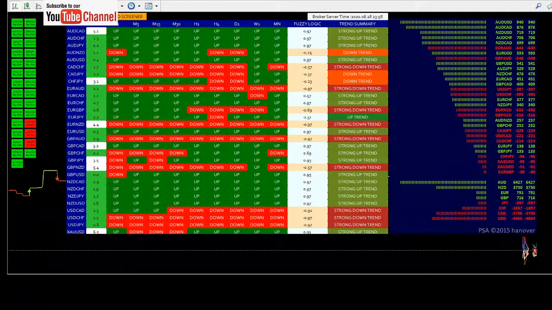USD CAD pushing up. See, what did I say before? We have support here. Price can result in a fake out easy, and that's what's happening now.